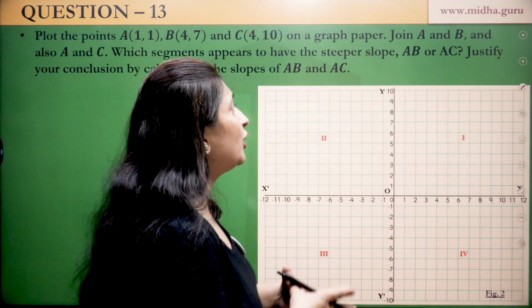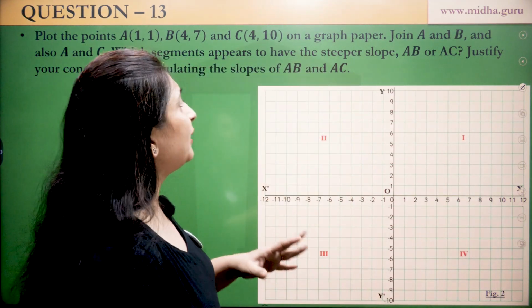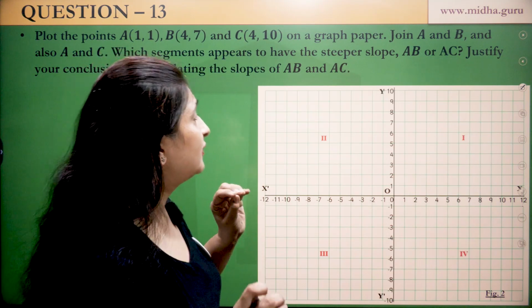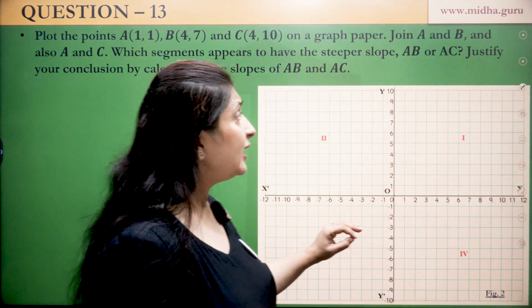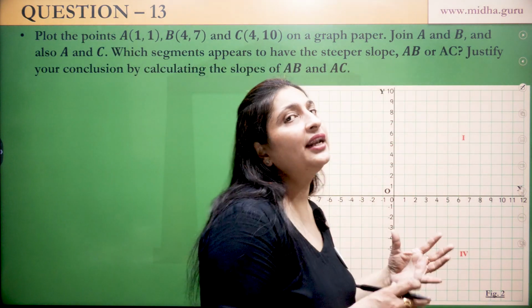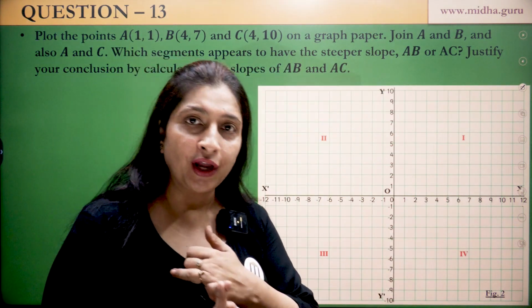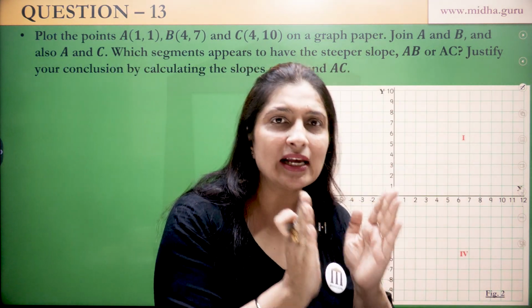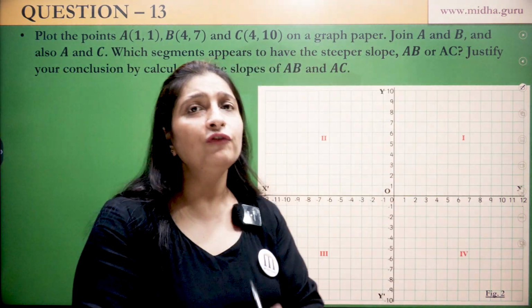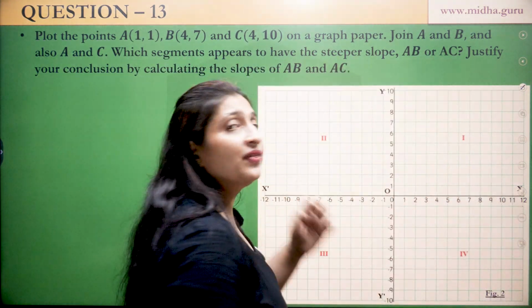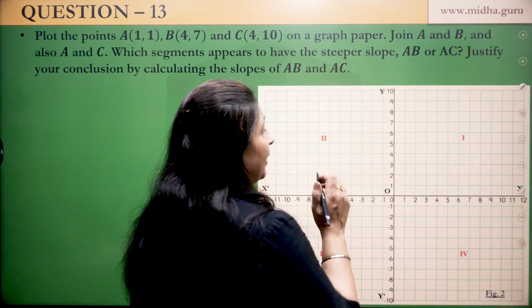The coordinates are given on a graph paper. Join A and B and join A and C also. Which segments appear to have the steeper slope, AB or AC, and we have to justify our conclusion by calculating the slopes of AB and AC. So first we have to plot 3 points A, B and C. We'll join AB, we'll join AC. We'll get 2 lines. We have to check which of the slope is greater, right? Which of the lines has a greater slope, and then we have to justify our answer by calculating the slope.